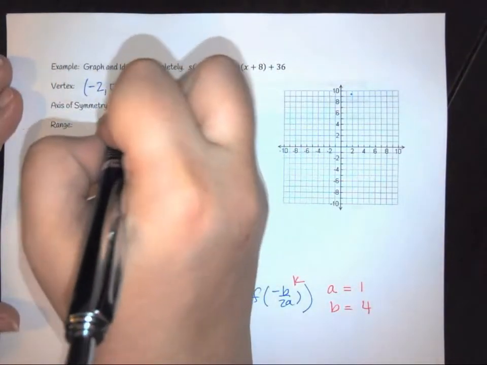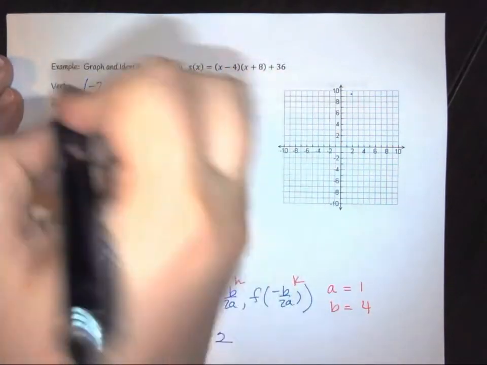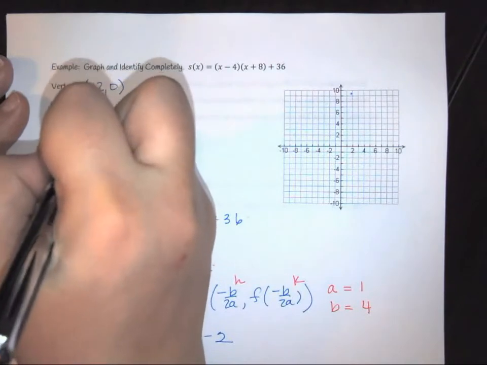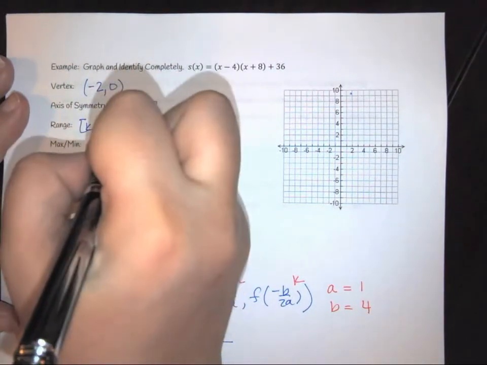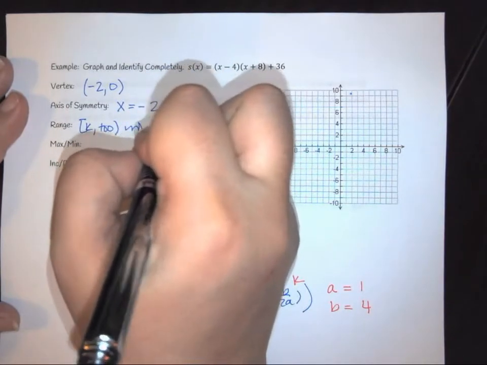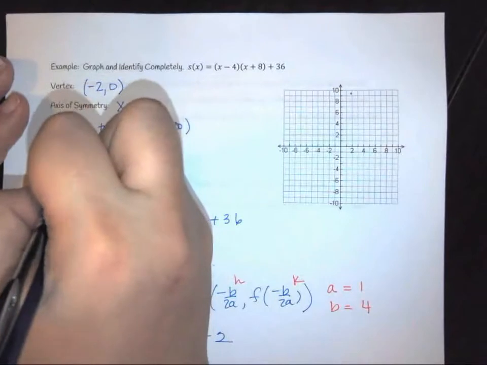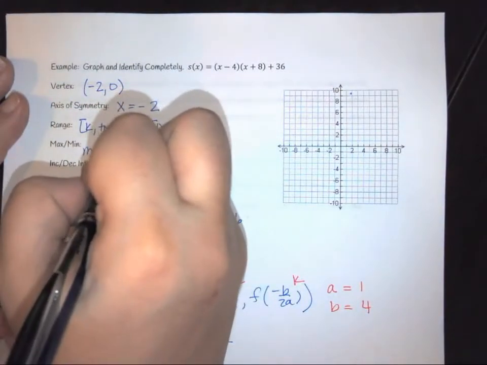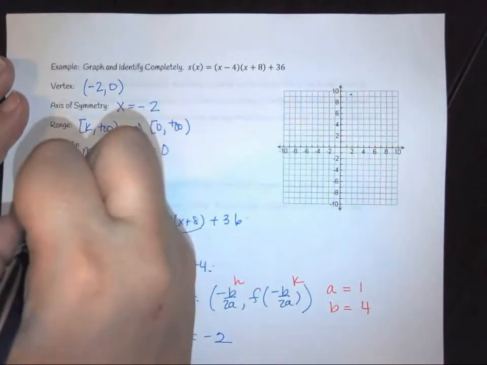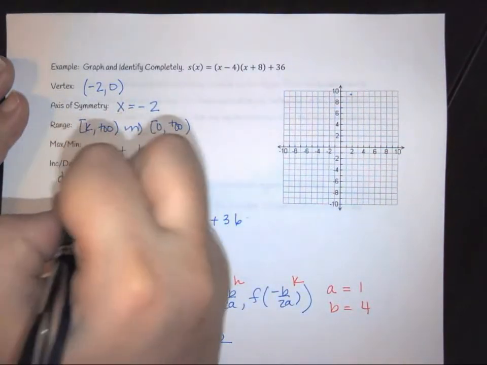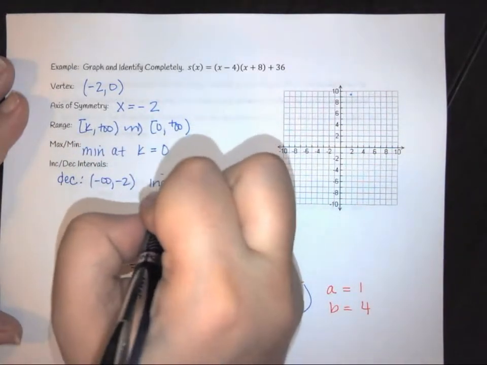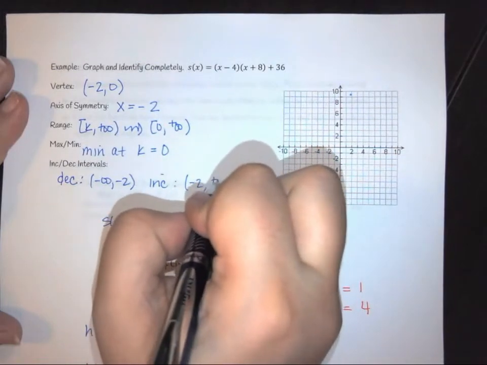Our axis of symmetry is x equals negative 2. Your range, again, because a is positive, is going to go from your k value to positive infinity. So here, this is going to go from 0 to positive infinity. Means we have a min at k equals 0. And then here it means that we are going to decrease from negative infinity to negative 2, and we are going to increase from negative 2 to positive infinity.